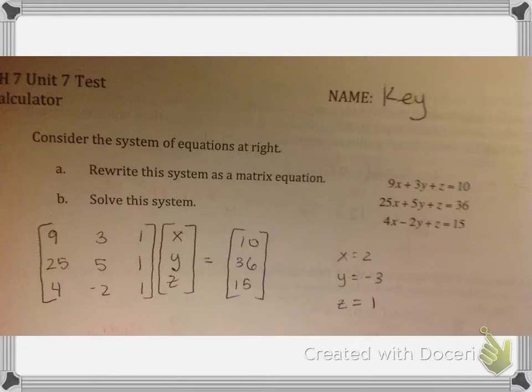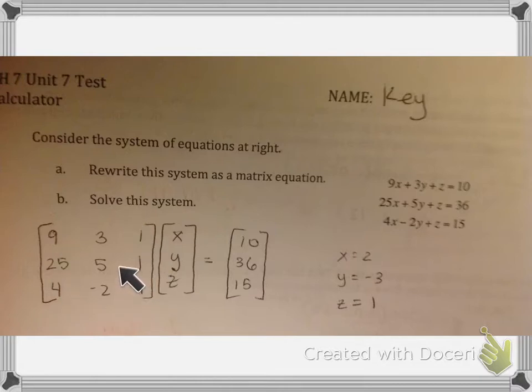Alright? So essentially, in question number 1, you had to take this system of equations over here. You had to take all of the coefficients of your variables and put them in this matrix over here. Okay, that's what I did there. Then you're going to multiply that by your variable matrix, which has x, y, and z in it. And that's going to be equal to the constant matrix, which is just those coefficients over here, 10, 36, and 15.